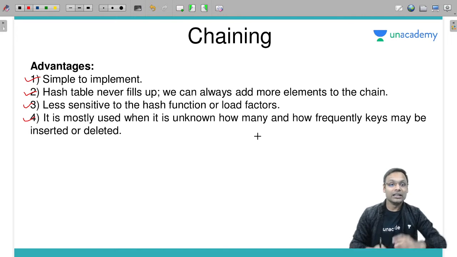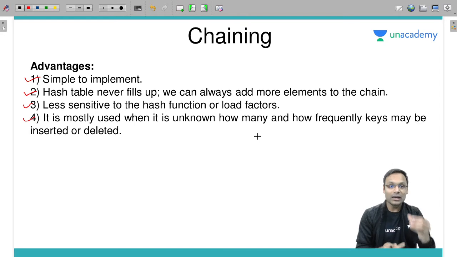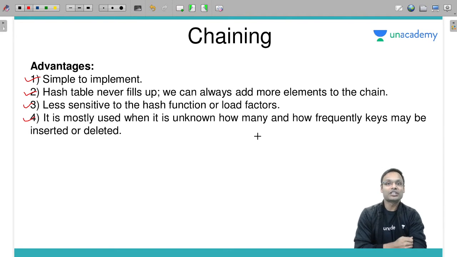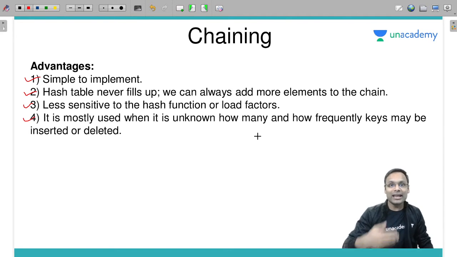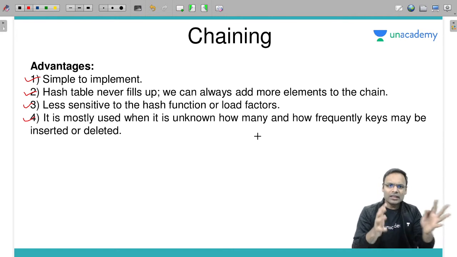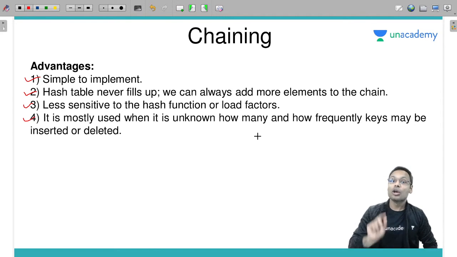And then it is mostly used when it is unknown how many and how frequently the keys may be inserted or deleted. When will we use it? When we do not know how many elements are to be inserted and deleted and how frequent the insertion and deletion is. If we know the key and its pattern, that upcoming keys will be like this, then chaining you can avoid. You can go with other types of methods also.